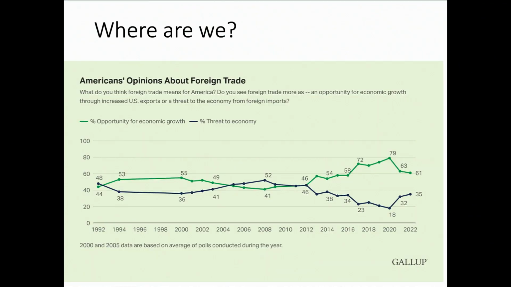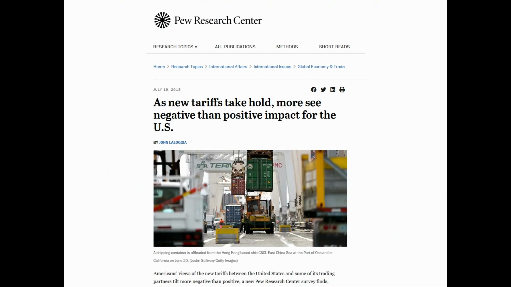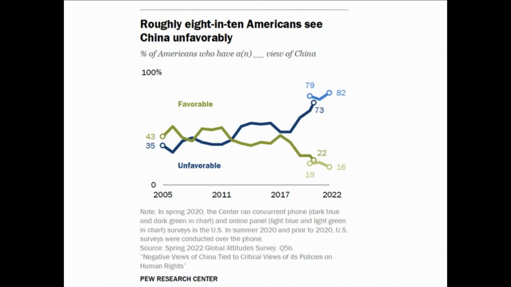So where are we? Public opinion is still relatively pro-trade. Another Pew poll: Americans generally positive about trade agreements, critical of tariff increases. We've seen sort of what happens when we impose these tariffs. New tariffs take hold, more see negative than positive impacts, either as consumers or as industries that have to pay these tariffs and will move the jobs overseas to avoid paying those tariffs on the intermediate goods.